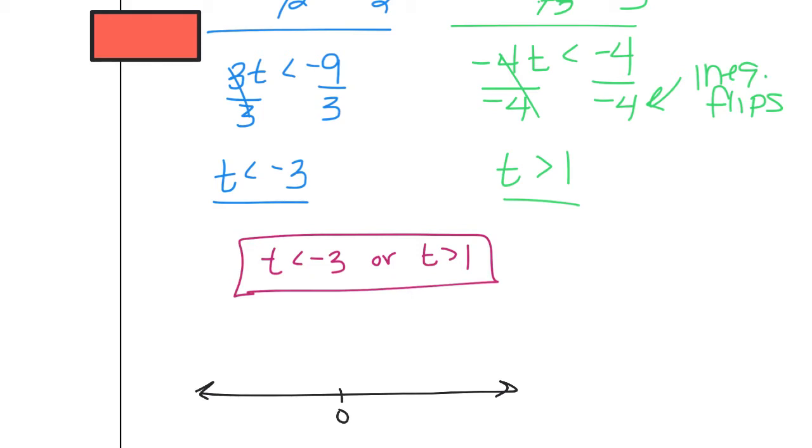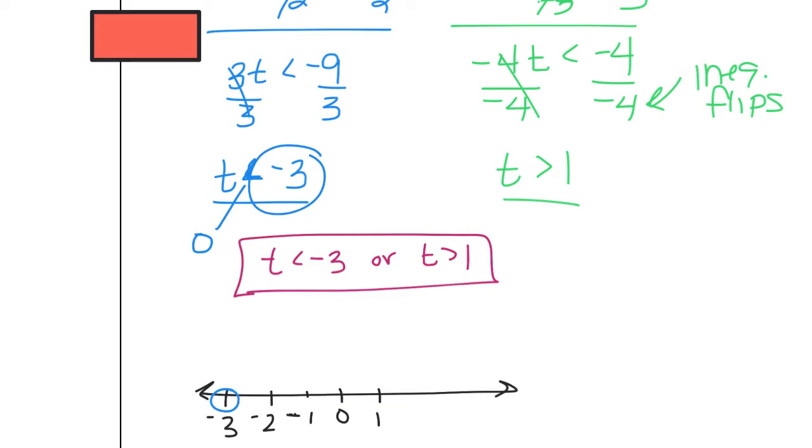So I have 0, 1, negative 1, negative 2, negative 3. So I need my boundary points. The first boundary point I have is this negative 3. Since it's just a less than, that means it's going to be an open circle on negative 3.